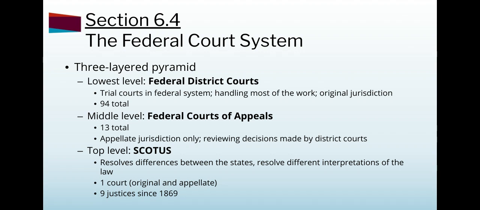After that are the Courts of Appeals. There's 13 of them total, and they only have appellate jurisdiction. They can only hear cases on appeal. They can never hear a case for the first time. And they basically review the decisions of the lower courts.